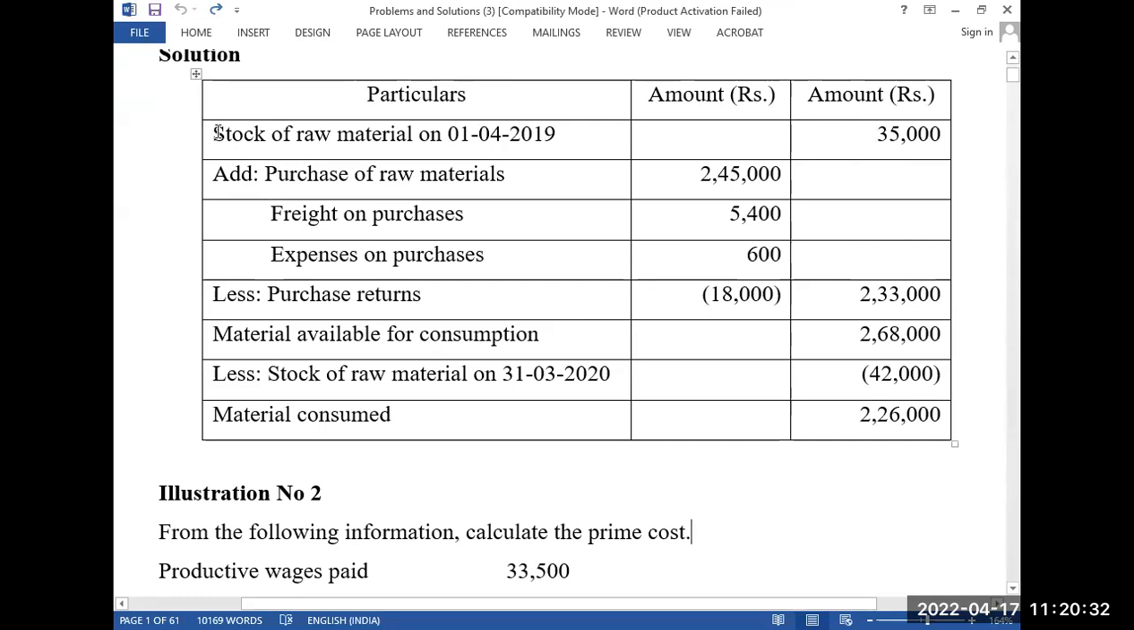Yeah. See, normally we have a logic. We are going to find out materials consumed. Suppose there were 2 apples yesterday morning in your home. You bought 6 more apples. At the end of the day, 1 apple was left out. How many apples did your family consume?